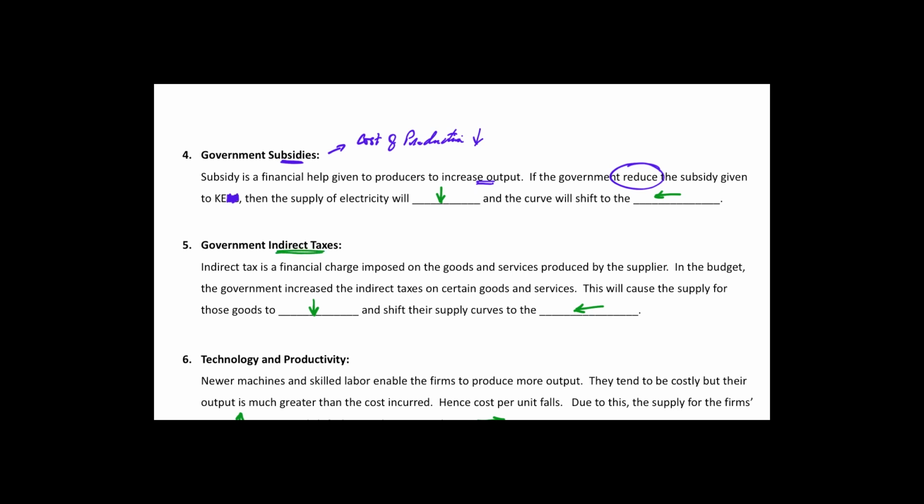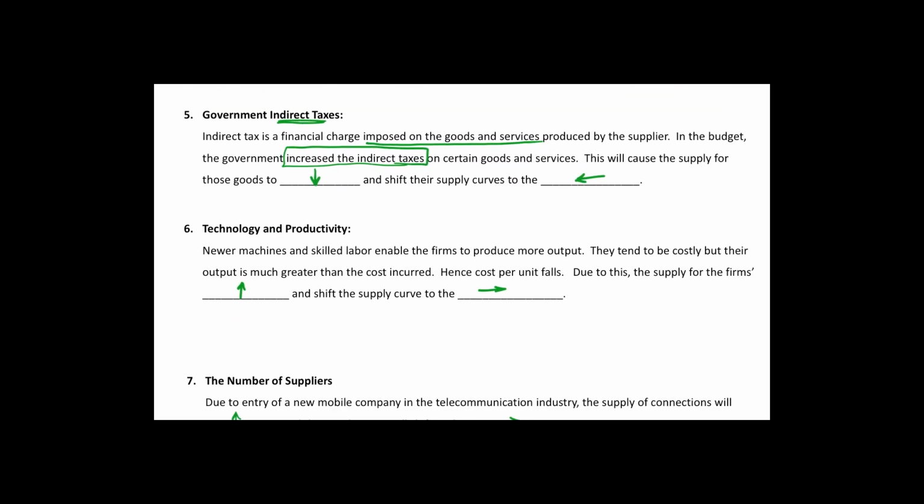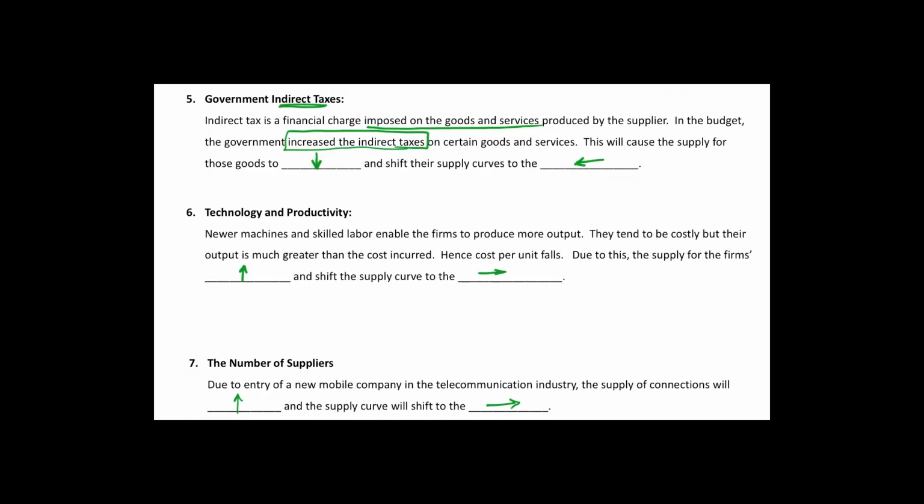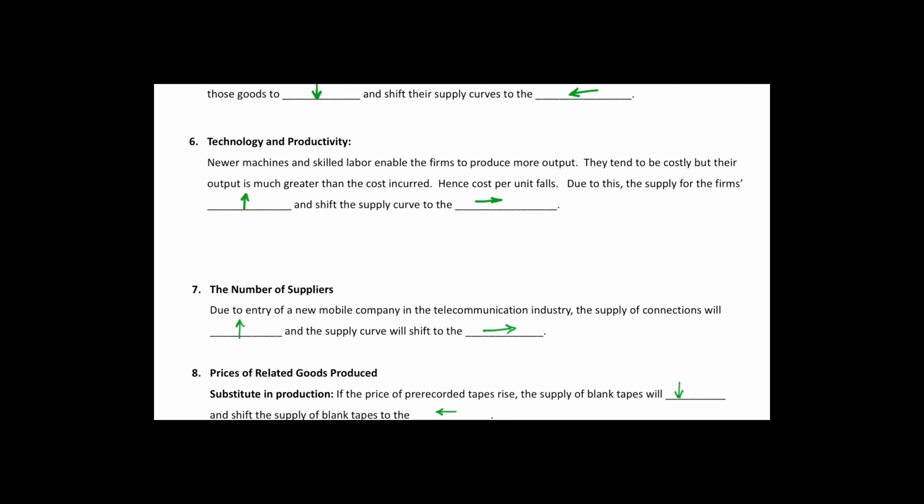Another one, indirect taxes, I feel is very important. We've already discussed direct taxes, how they affect the demand curve. Now, these are indirect taxes which are imposed on goods and services. Producers have to pay for it. The government charges the producers for it. And if the government decides to increase the indirect taxes, the cost of production goes up, and so supply is going to fall. Similarly, if technology has improved, productivity has increased, you will be able to produce more output.